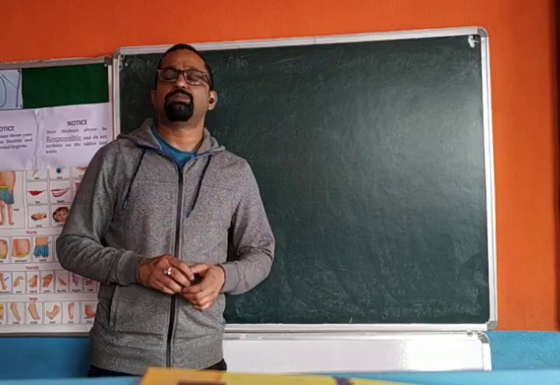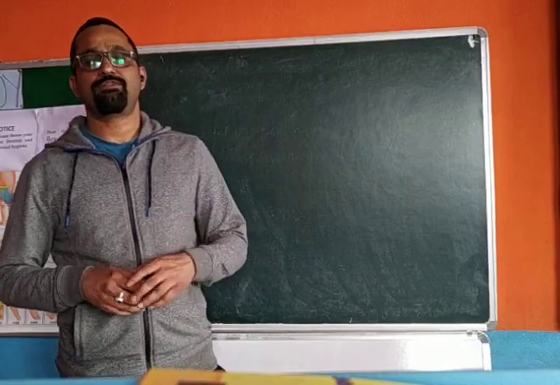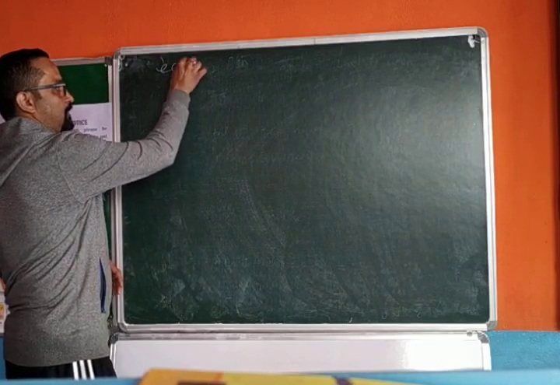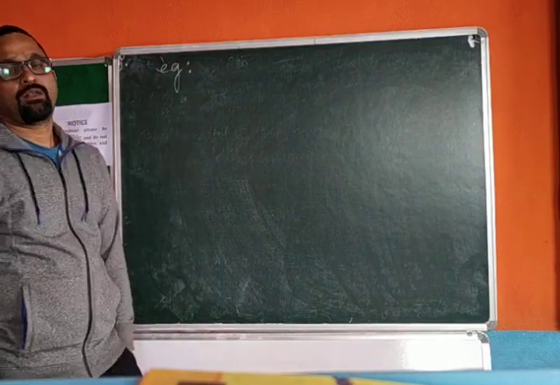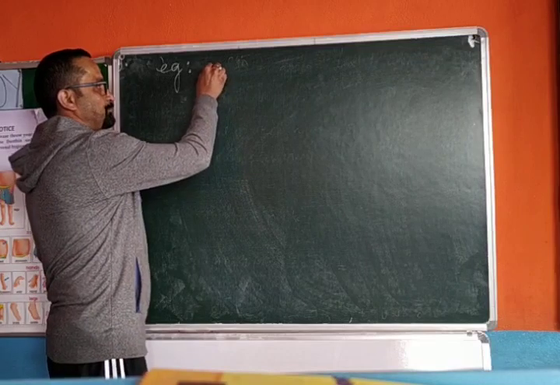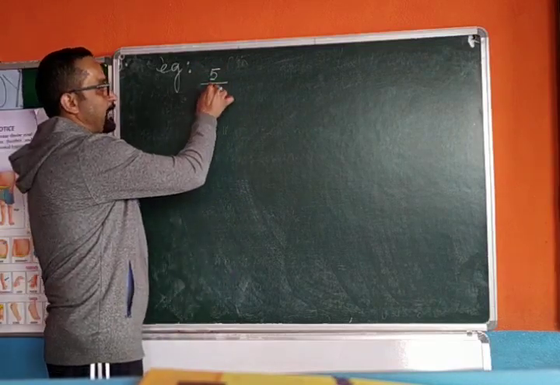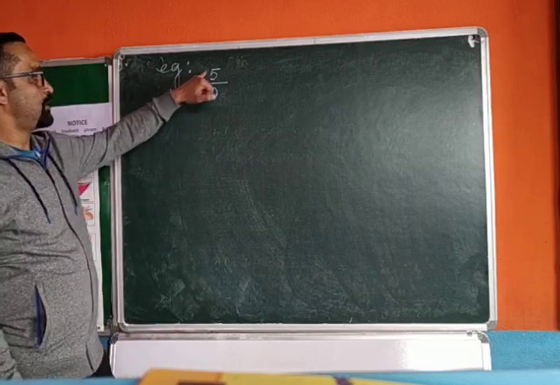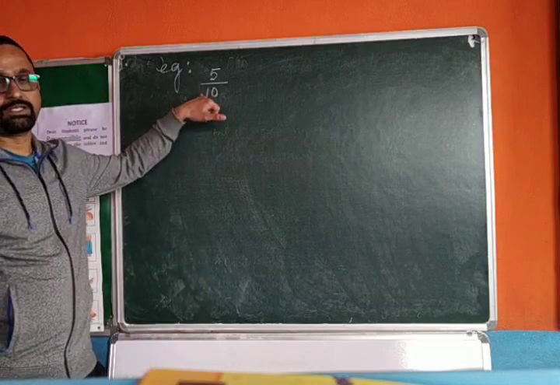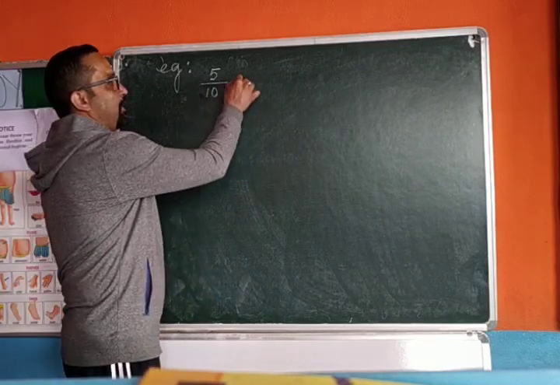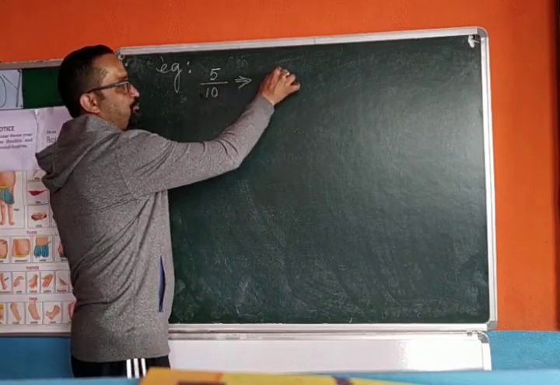Let's take some example to understand what is decimal fraction. Example. Suppose you write 5 and at denominator you write 10. This fraction is considered as decimal fraction. It can be written as 5.0.